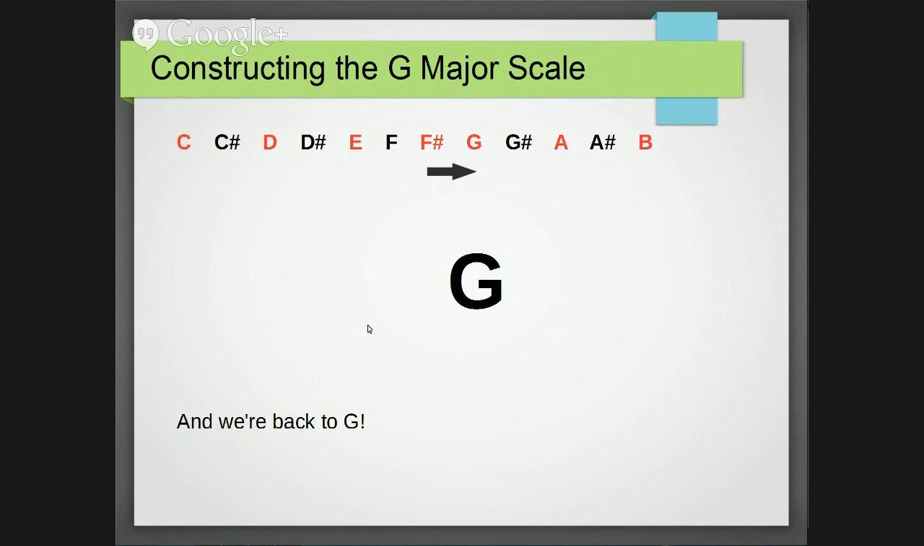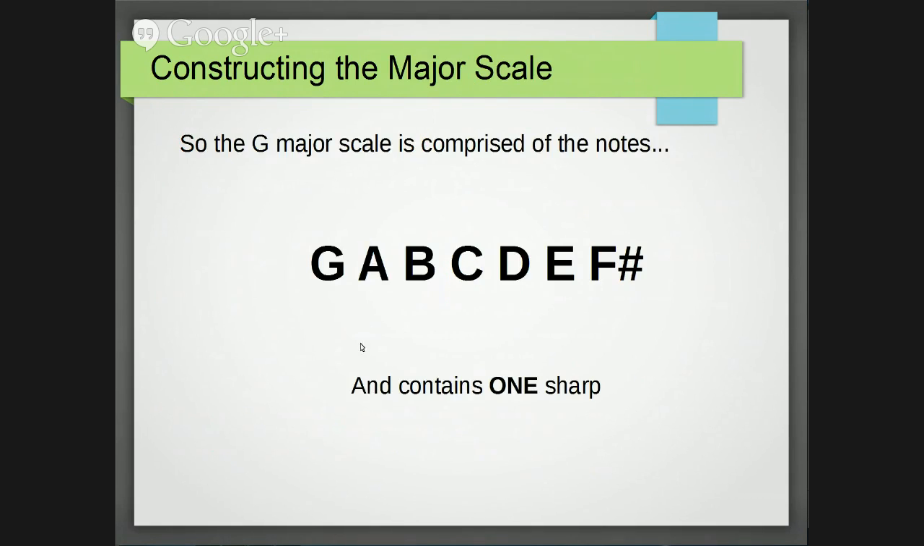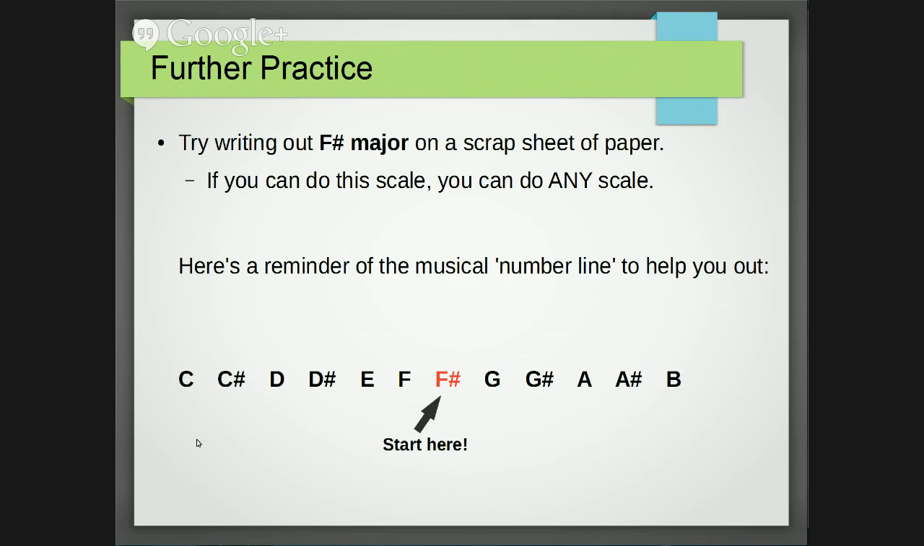So there you go. You just created G major. The G major scale is comprised of the notes G, A, B, C, D, E, and F sharp. And it contains that one sharp, F sharp. All right, that's really that simple.